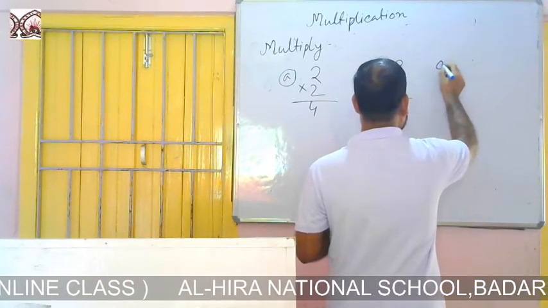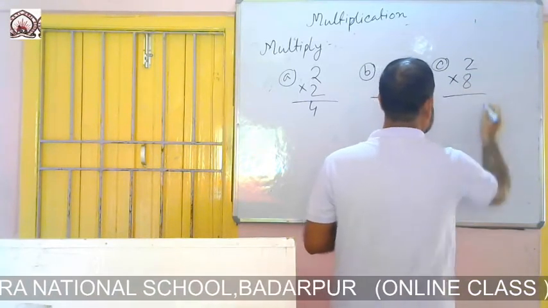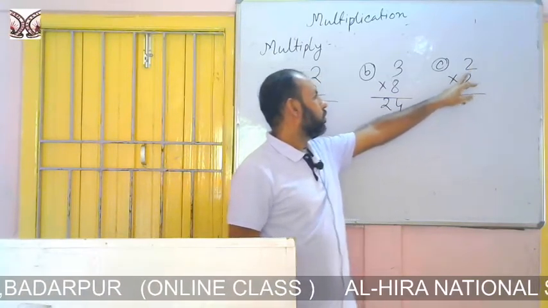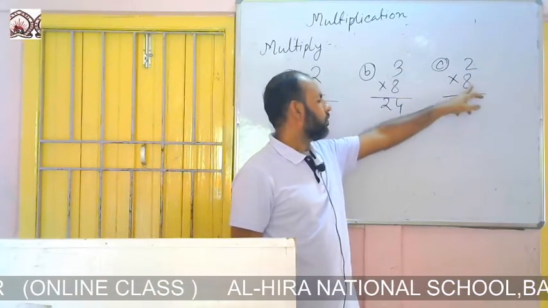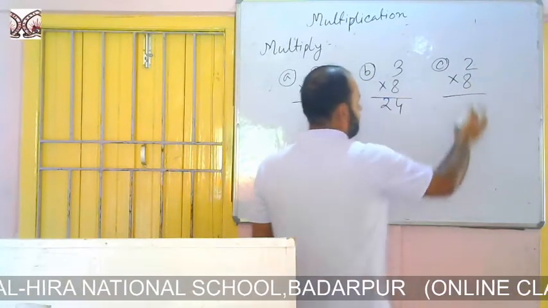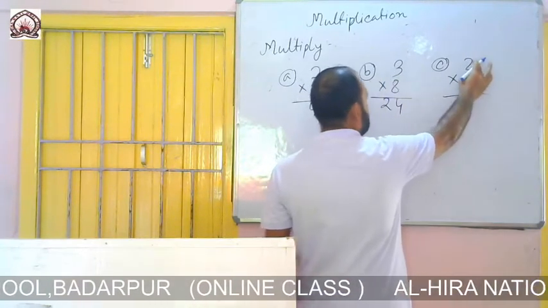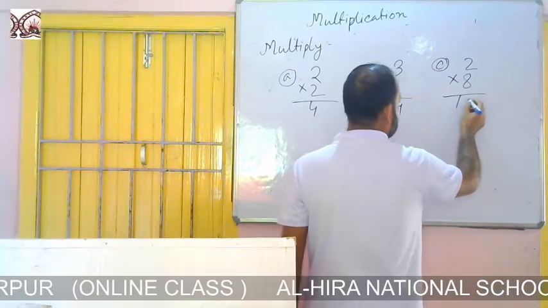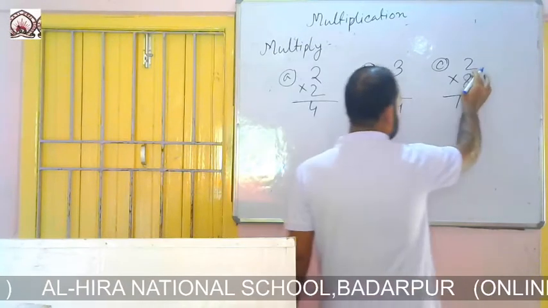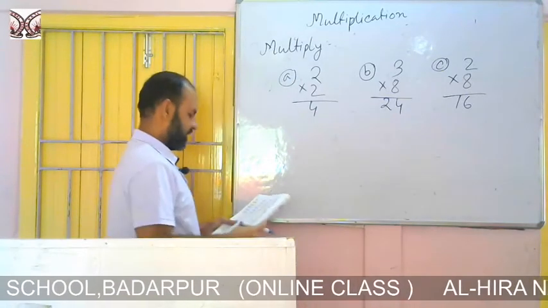Question number C, 2 into 8. So here 2 1 is 2, 2 2s are 4, 2 3s are 6, 2 4s are 8, 2 5s are 10, 2 6s are 12, 2 7s are 14, 2 8s are 16. If we count table number 8, 8 1 is 8, 8 2s are 16.